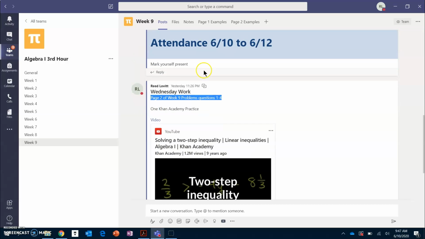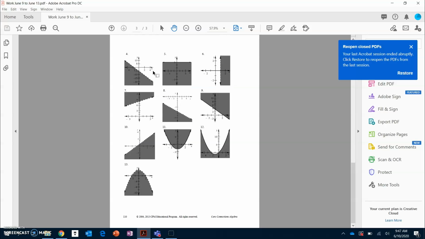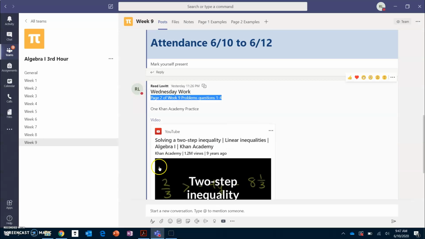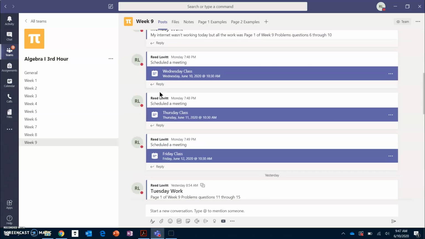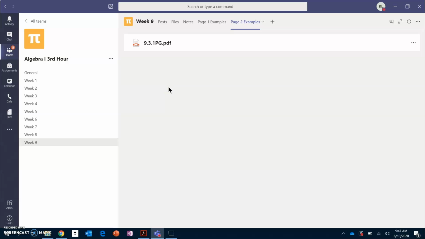Let's take a look at week 9 problems. We should have finished page 1 by yesterday, and now we're on page 2. This looks different than page 1; this looks like we're going to be graphing. So let's take a look at what we're actually going to be doing. We're doing page 2, so let's go up to page 2 examples so we can see the pages in the packet that correspond with the work that we're doing today.